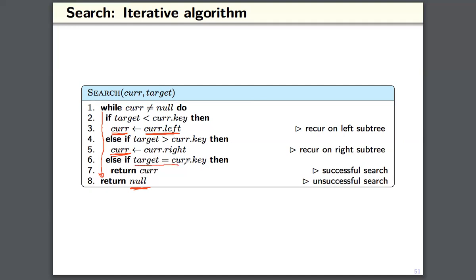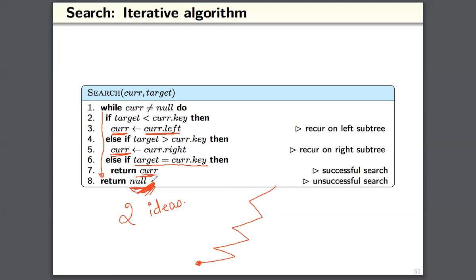But if there is a successful search, return current. Keep doing it. At some point, you hit rock bottom: current is equal to null. What does that mean? It means an unsuccessful search. So this null can represent two ideas here. One is that the data structure itself is empty. Then how can you search? I mean, there is no element.